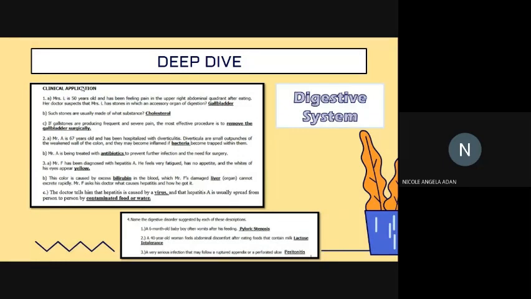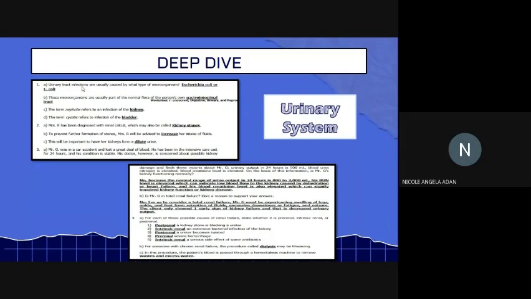Number 3, a very serious infection that may follow a ruptured appendix or a perforated ulcer. The answer is peritonitis. For deep dive urinary part clinical applications, number 1, urinary tract infections are usually caused by what microorganism?